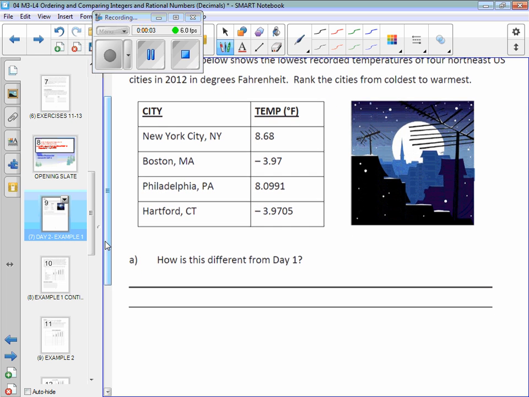All right, page 72. How are these rational numbers different from what you did yesterday? Victoria, you got it. We now have to contend with negative rational numbers. You can abbreviate it as negative rats. I have no issue with that. Positive rats and negative rats. Okay, but rat stands for rational numbers.